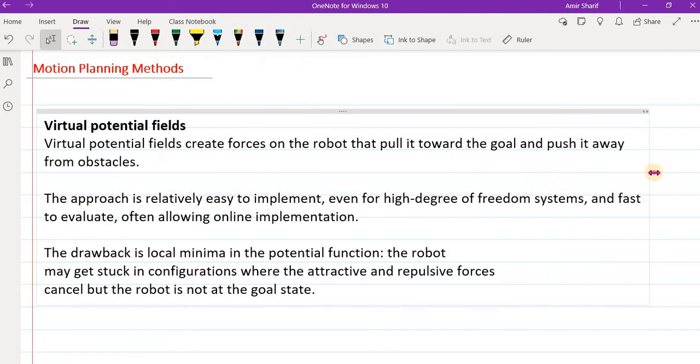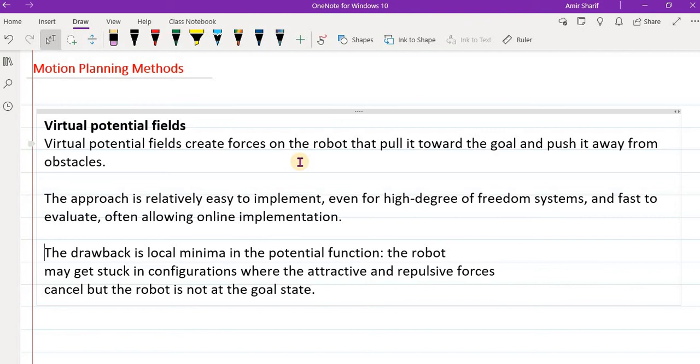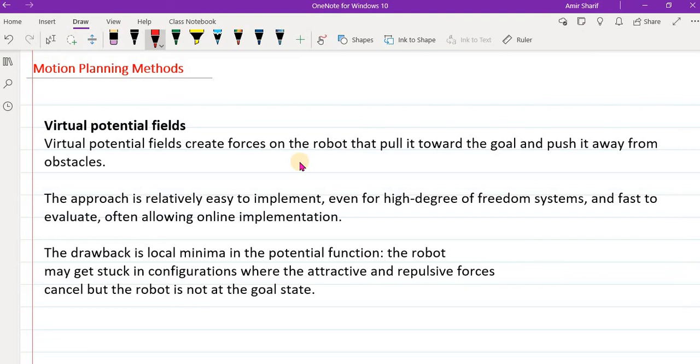and let's go for the fourth one, which is the virtual potential fields. So virtual potential fields create forces on the robot that pull it toward the goal and push it from the obstacles. So these types of methods try to model your C space like that. Your robot is attracted toward the goal and it is being pushed away from the obstacles, like similar charges push each other and opposite charges attract each other.